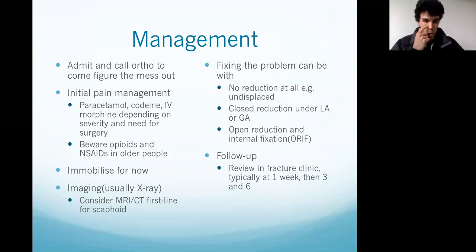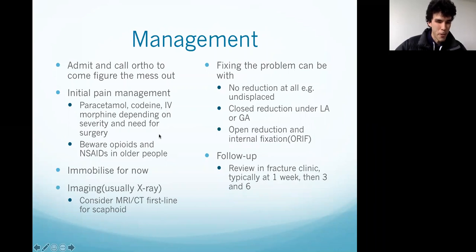Management. So once again, we're going to call ortho to figure it out. Some kind of pain management, give them whatever feels appropriate for that person. Probably an opioid. Try not to give people oral things because, again, they might need surgical management. You immobilize them for now and get an image. So just to recap: pain, immobilization, and imaging. The immobilization can actually help with the pain as well. And specifically for the scaphoid, because that's vulnerable to occult fractures where you can't see it on an X-ray, you might consider doing an MRI or CT first instead.